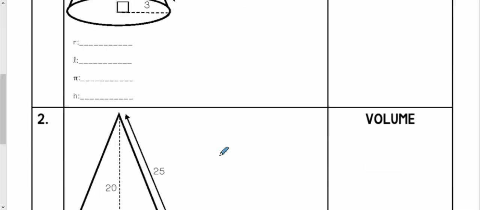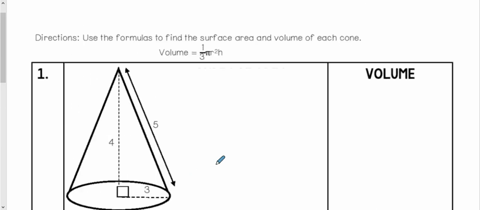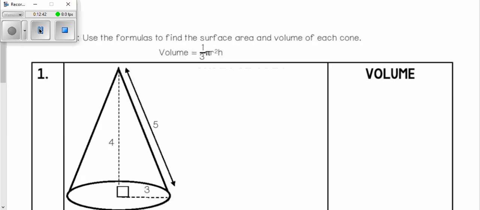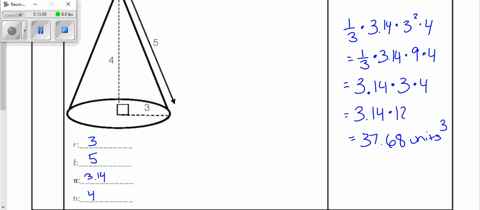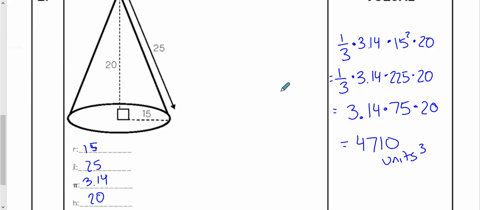So again, try these two and see what you get. Pause the video and come back when you're ready to check. Okay, check the first one. If you double check it, 1/3 pi r squared should give you 37.68 units cubed. And for the second one, you should get 4,710 units cubed. Go ahead and pause if you're not sure how I got there.